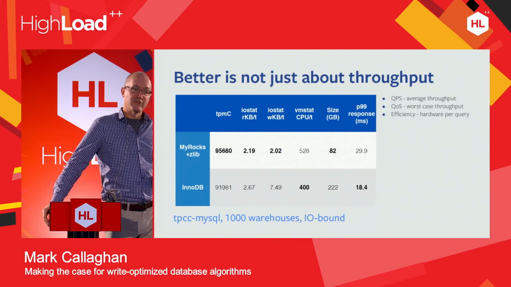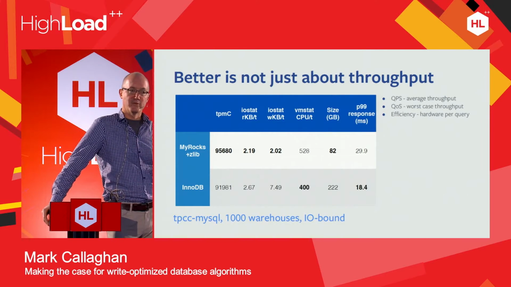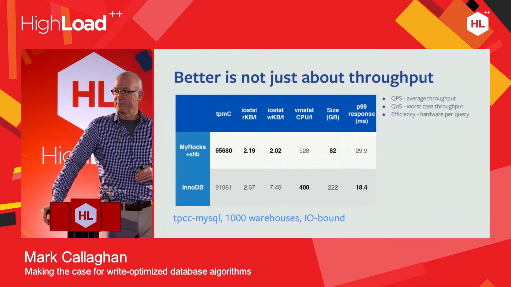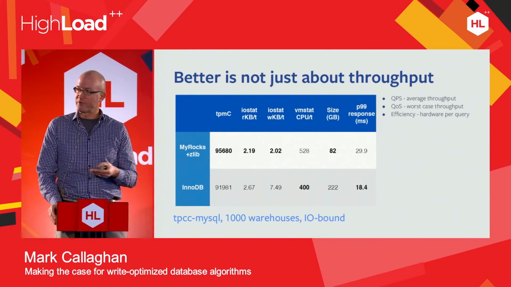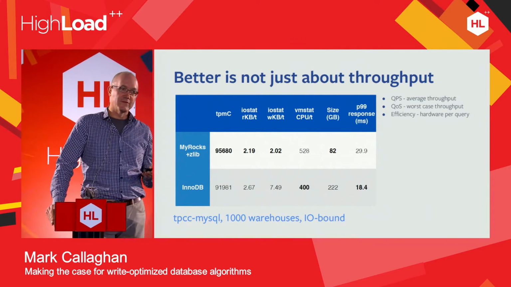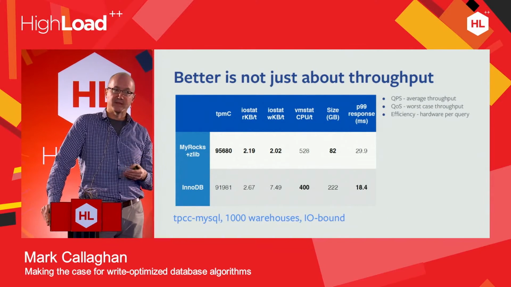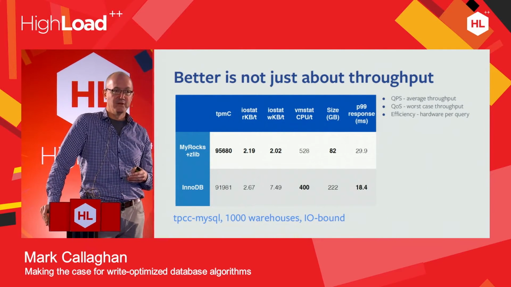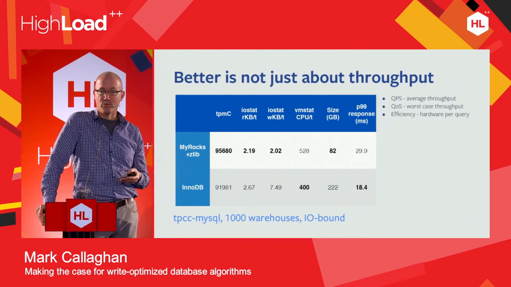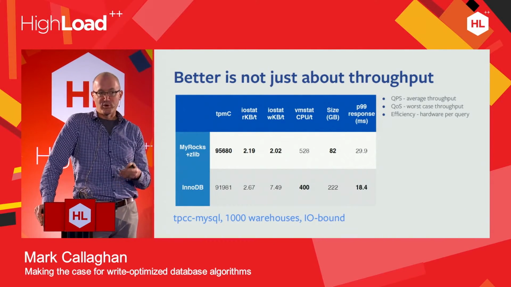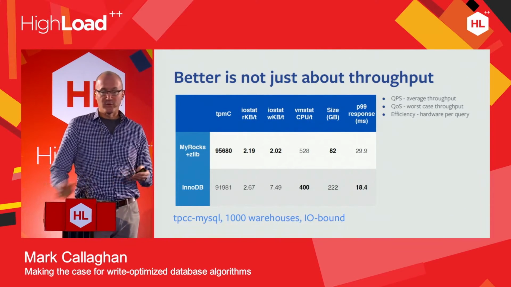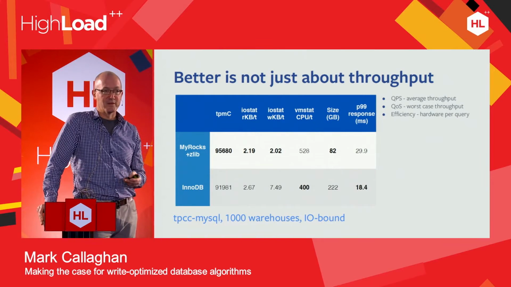For hardware efficiency, I use iostat and vmstat. In this case, kilobytes read per transaction, which is the second column, MyRocks is slightly better than InnoDB. So InnoDB is using more storage for reads. From iostat, the kilobytes written per transaction, InnoDB is using significantly more, writing more data per transaction back to storage. So write efficiency is worse with InnoDB.